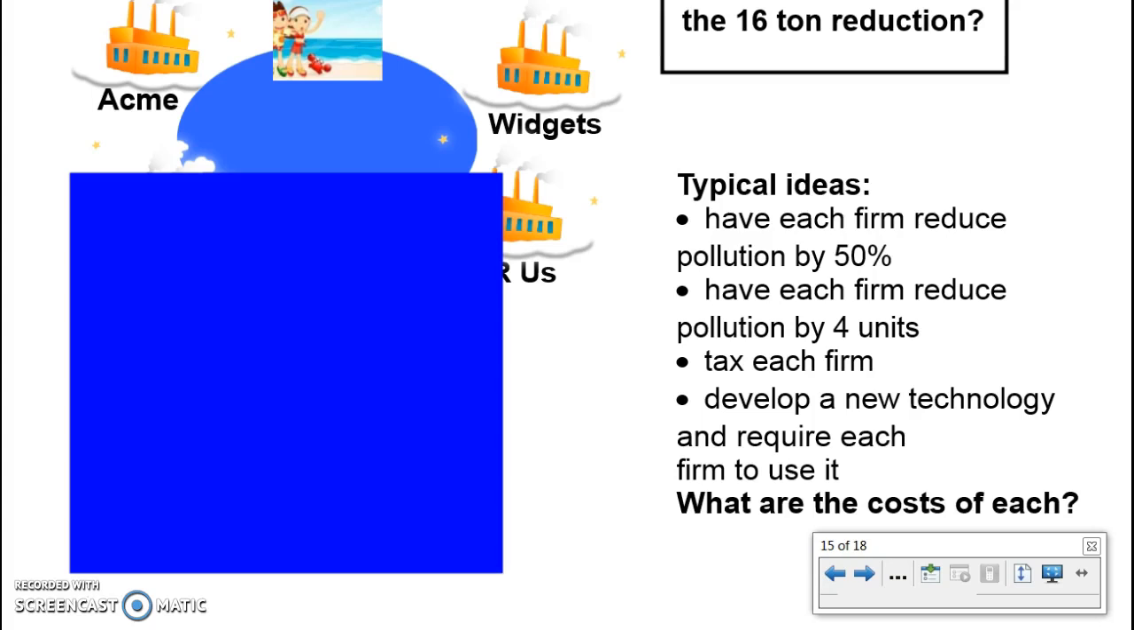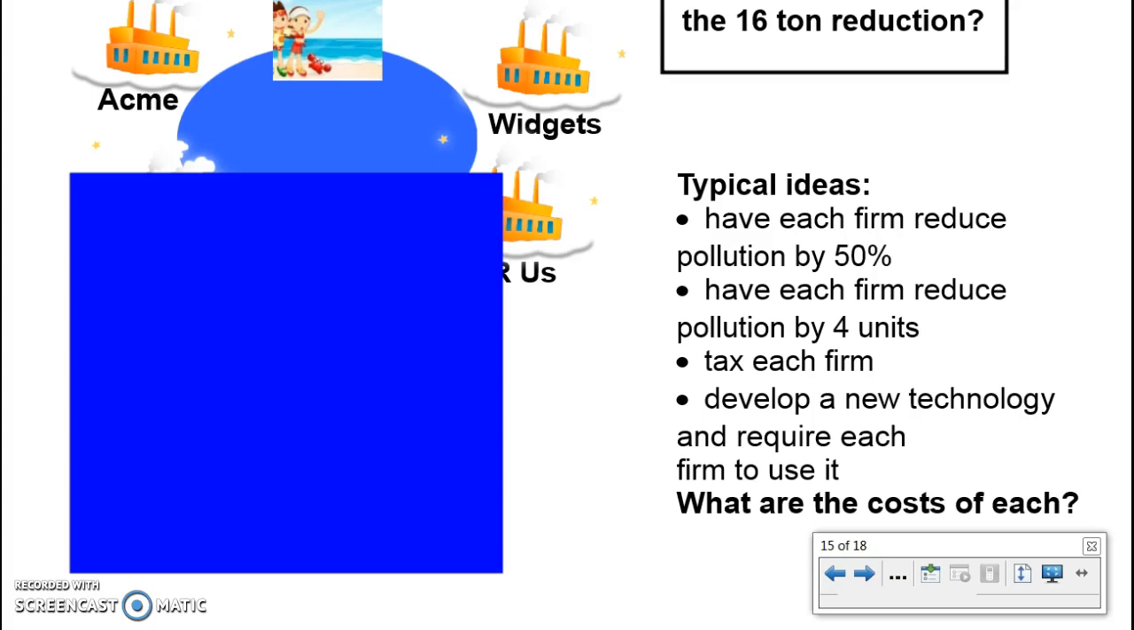Have each firm reduce its pollution by 4 units. And that's different because the 4 units, right? One firm might be emitting only 4 units, another firm might be emitting, say, 16. So if you have each firm reduce pollution by 50%, then each firm would be responsible for 50% of its emissions. If it was each firm by 4 units, that might play out differently.